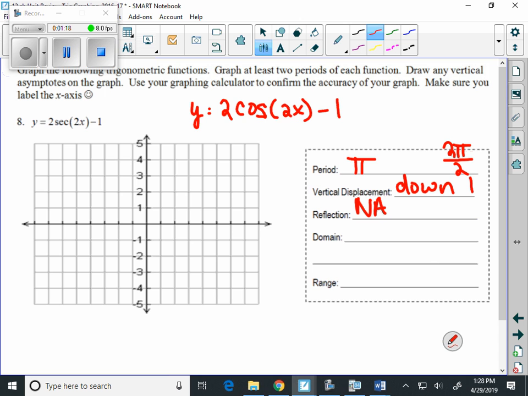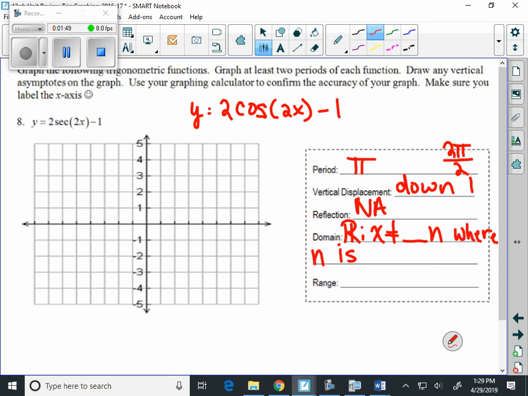Jump down to the range for a minute. Not quite yet, sorry. For the domain, we're going to have all real numbers such that x doesn't equal something times n. So we're going to have to fill in that something in a few minutes, where n is. And then we'll have to finish that sentence with an odd integer or just an integer.